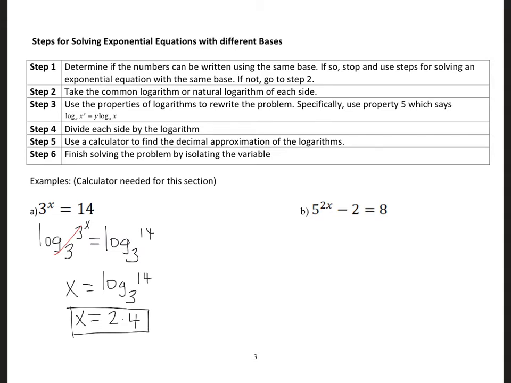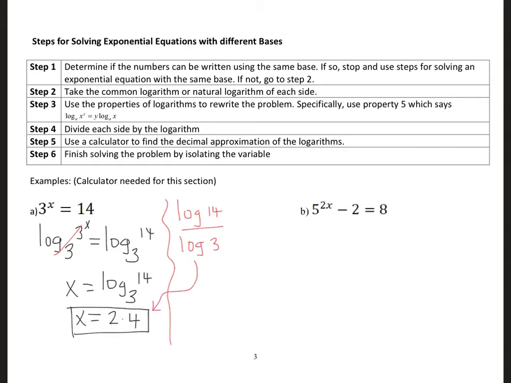And just in case you don't have a calculator which allows you to use any base, you could use the change of base formula. So for this one, you could do logarithm base 10 of 14 over logarithm base 10 of 3, and they should give you the same answer.